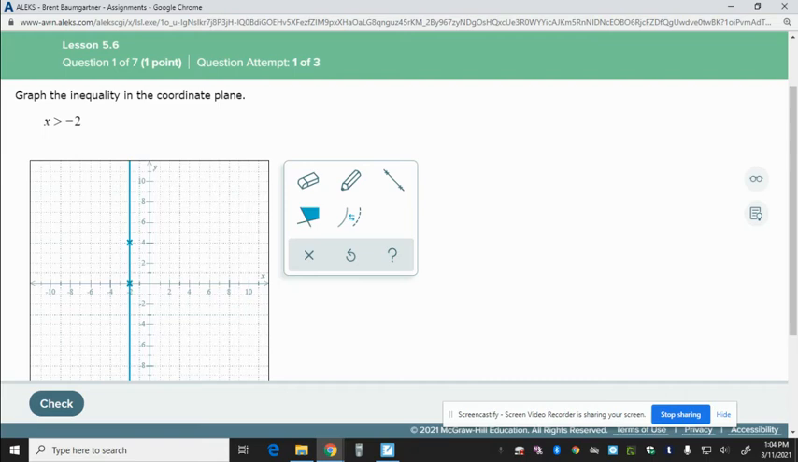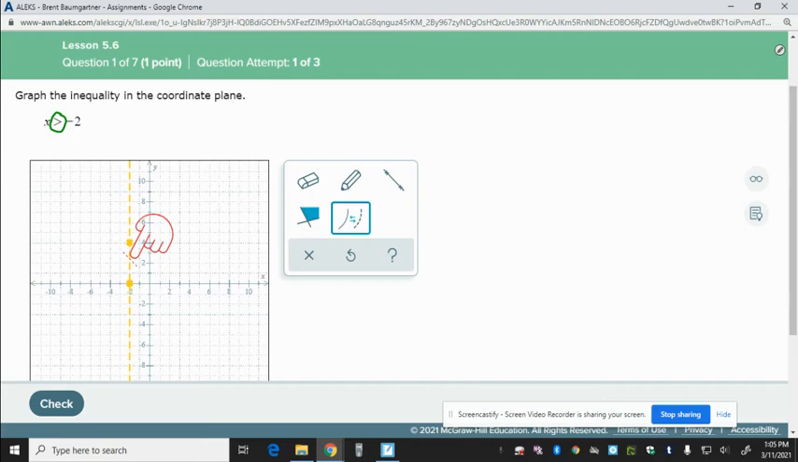However, what I need to pay close attention to is that symbol right there. That causes me to use a dotted line. So I'm going to use that tool, and I'm going to click on there. And now what I see is that I've changed it into a dotted line. Okay.